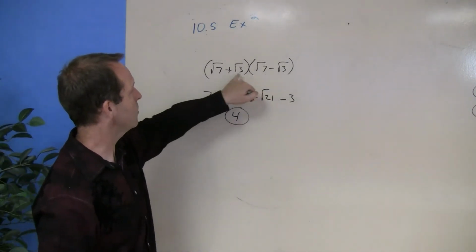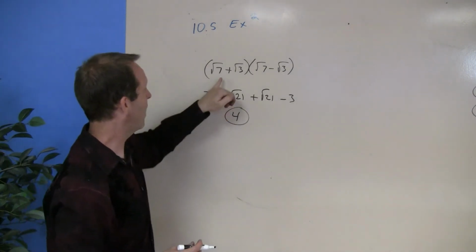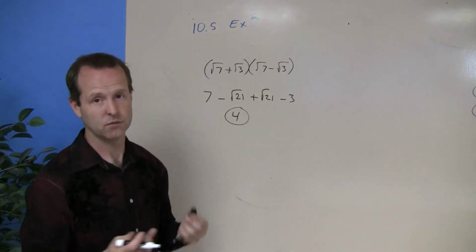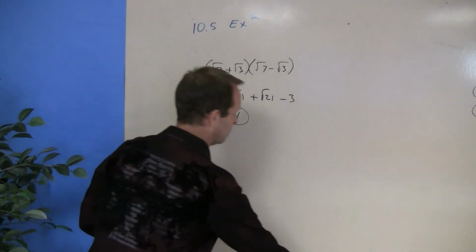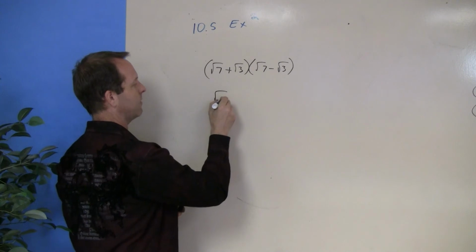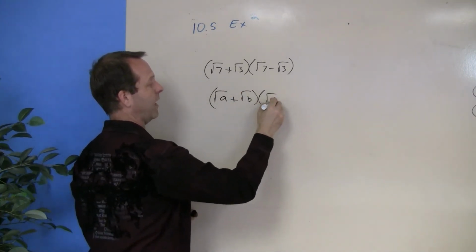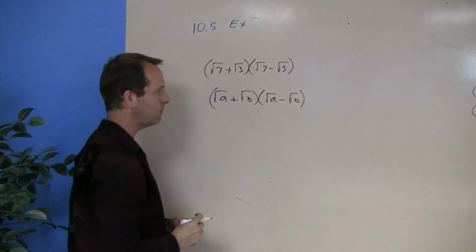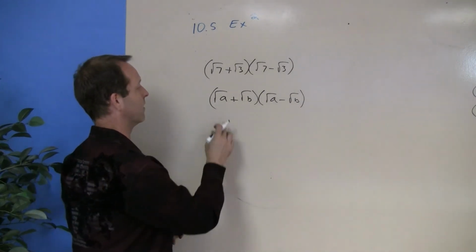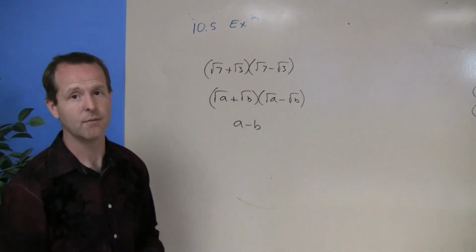What these two terms are to each other is a term that we call a conjugate. And this is a conjugate pair, where these two terms are identical except the middle sign is off by a negative, or one's a positive, one's a negative. So a general rule sometimes is if you have something like square root of a plus the square root of b times the square root of a minus the square root of b, it is basically the first term squared minus the second term squared, or a minus b will be the result of that particular problem.